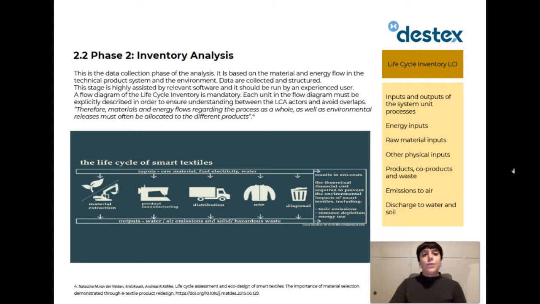In phase 2 of the life cycle assessment, the inventory analysis, this is where the data collection and analysis take place. Each unit in the flow diagram below must be explicitly described in order to ensure better understanding between the LCA actors and avoid overlaps. Here we have the life cycle of smart textiles, the inputs coming for the manufacturing of the textiles and the outputs coming to the environment after the manufacturing of the garment.